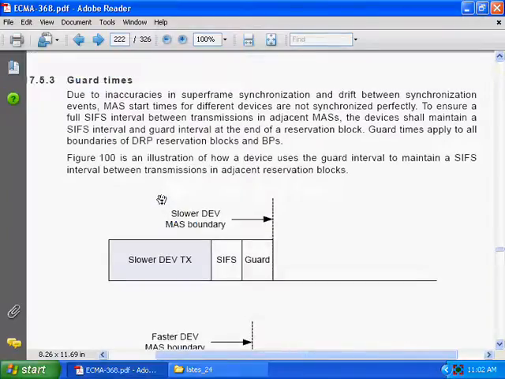Next, coming to guard time. So we know what the general meaning of guard time is, right? So what is the use of that?